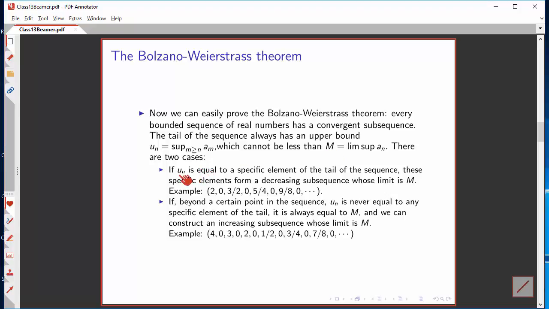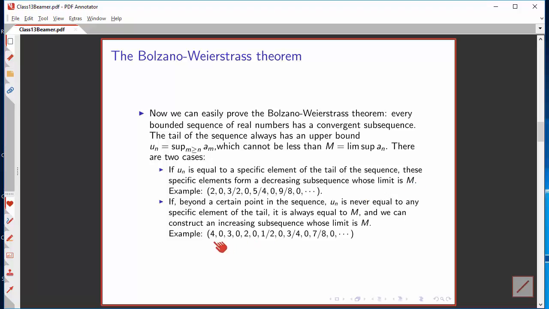The first possibility is that this supremum is always equal to a specific element of the tail. An example will make this situation clear. If I start here then the supremum is 2. If I move along to here, the supremum is 3/2. If I move along further, it's 5/4, and so on and so on. And these specific elements form a decreasing subsequence whose limit is M. That's case 1.